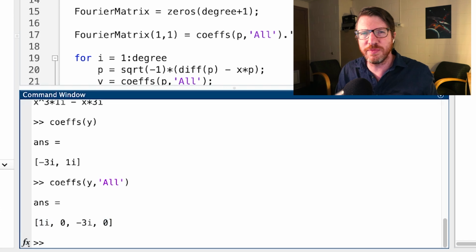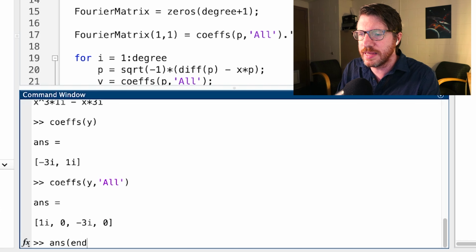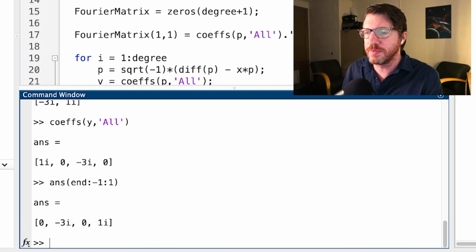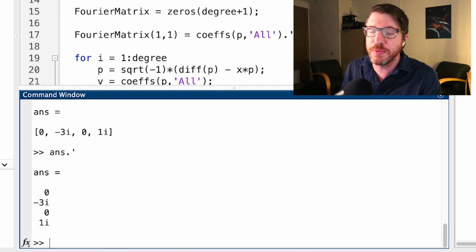Often I want to have my constants at the very beginning, and the higher ones later. So what I can do is say ans(n:-1:1), and it should flip it around. There you go. Then this is ultimately what I put into one of my columns. So I can just go ans.', with a period here so it doesn't conjugate and just gives me a straight transpose. Without the period, it would be like dagger notation. Then that's a column of my matrix.